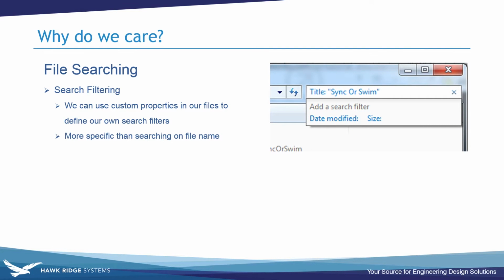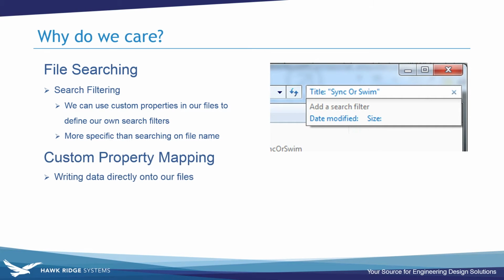With SOLIDWORKS PDM, that becomes much more useful using custom property mapping, which is what we're going to be focusing on today. And this is writing data directly onto our files. And in a lot of cases with PDM, we're writing this data directly onto the files without the user even knowing it or without the user even touching the file. And that's a big part of the power behind some of the automation in the PDM system that we're going to be taking advantage of.